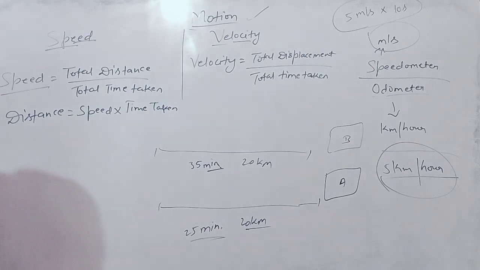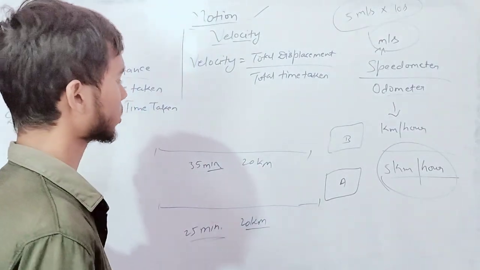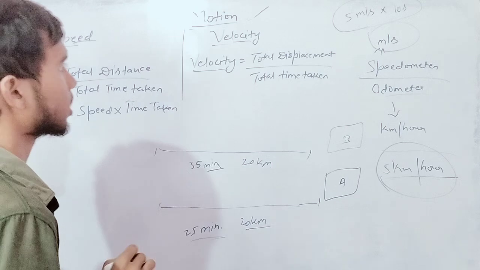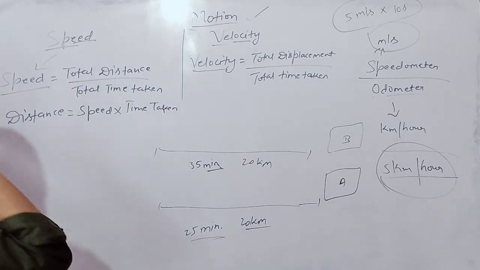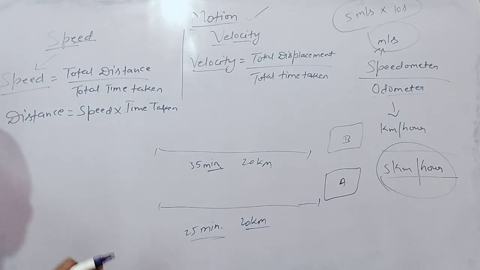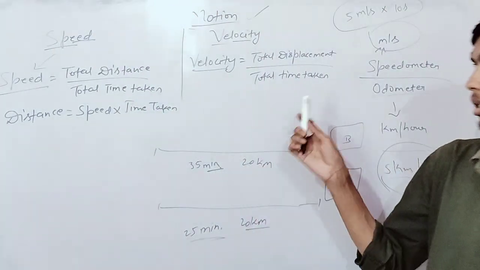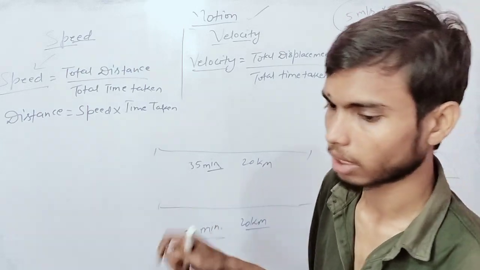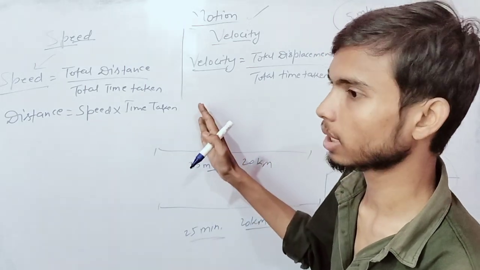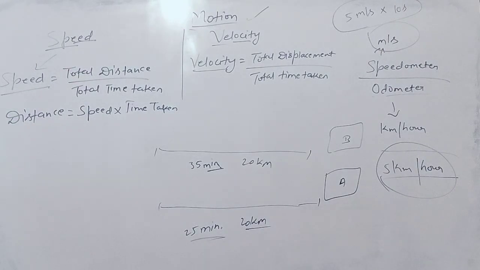Clear. Now what about velocity? What's the difference between them? Both are the same, but here remember, this is also speed, but it will take direction. Velocity will take direction, but speed will not take direction. If we are taking direction with a magnitude, then we will consider that speed as velocity. If we are not taking direction, then we will consider that as speed.